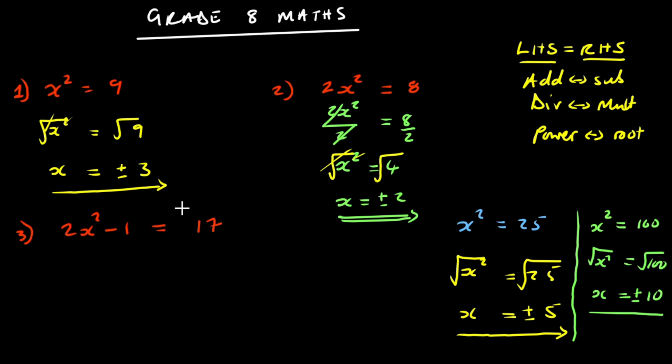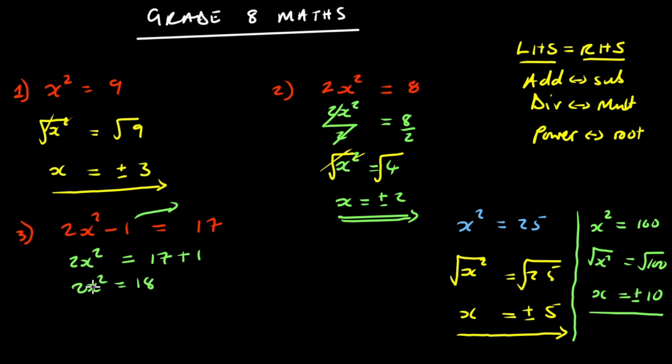Let's come to this one. We need to isolate the x squared first, the way we were just doing with x. So here we take this one, we put it to the other side. That's 2x squared is going to be left, and then we have 17. 1 comes, so we say plus 1. So we have 2x squared is equal to 18.